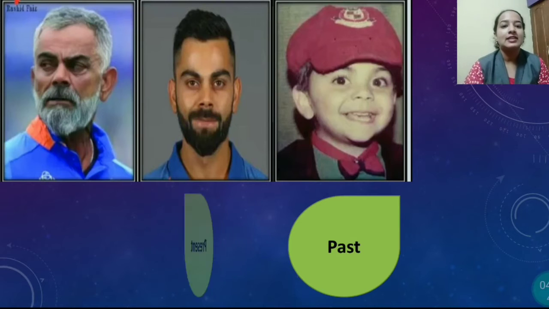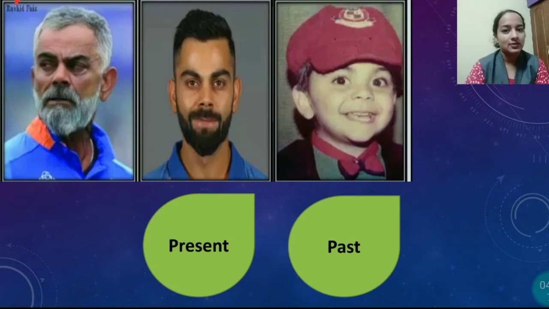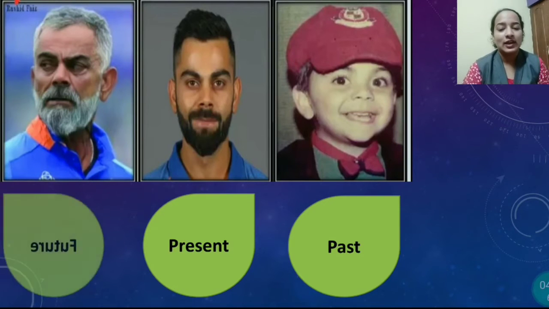This is the photo of a famous cricketer you all must be knowing. What is the name of that cricketer? Yes, you are right. He is Virat Kohli. Virat Kohli looked like this in the past when he was a child. Today, that is in the present, Virat looks like this. And by using an app, we try to see how he will look in the future. He might look like this in the future.